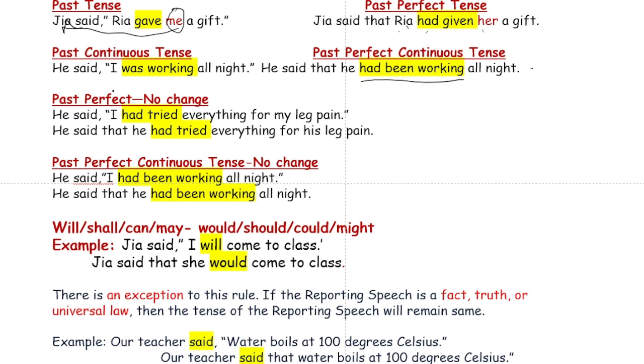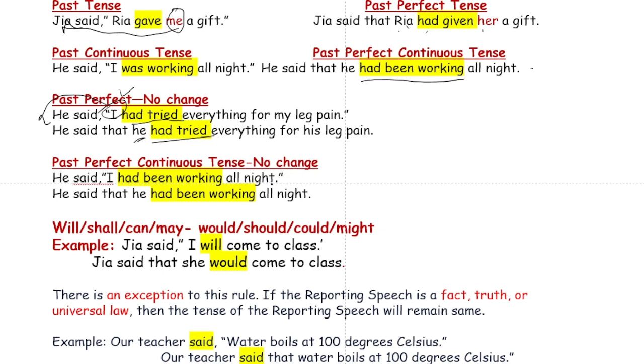If my reporting speech is written in past perfect, then there will be no change in my reporting speech, although we will change the pronouns, right? He said, I had tried everything for my leg pain. He said that he had tried everything for his leg pain. So who is I here? I is he. Past perfect continuous tense, also there will be no change.